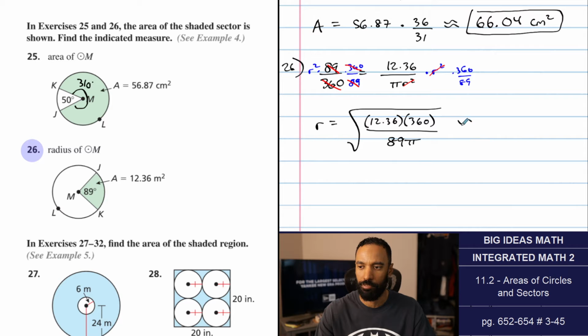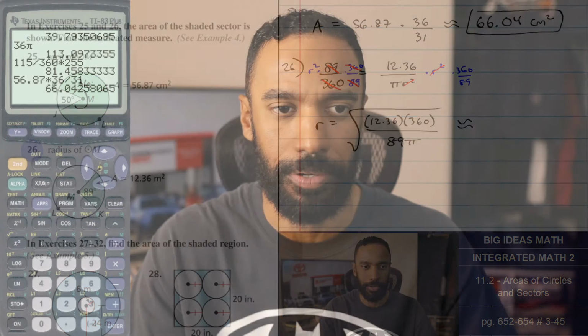So a couple things involved. I'm definitely showing you this portion on the calculator to see what we are going to get here. So on this, you want to do square root of 12.36 times 360, and I've got to divide this by, here's where I've got to use parentheses, 89 pi.